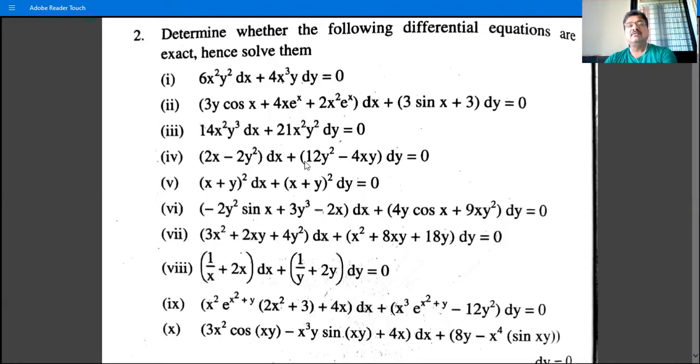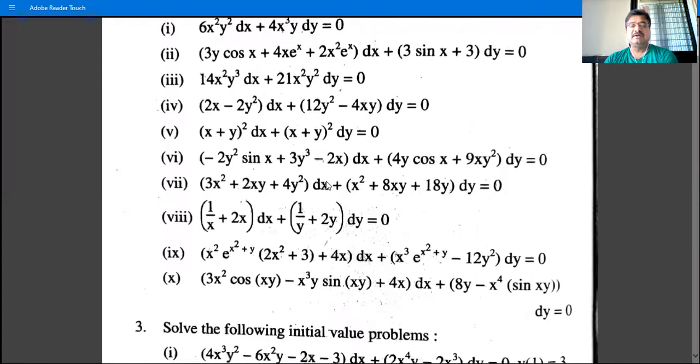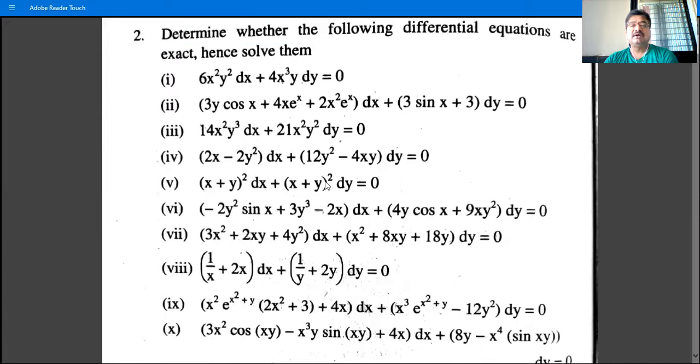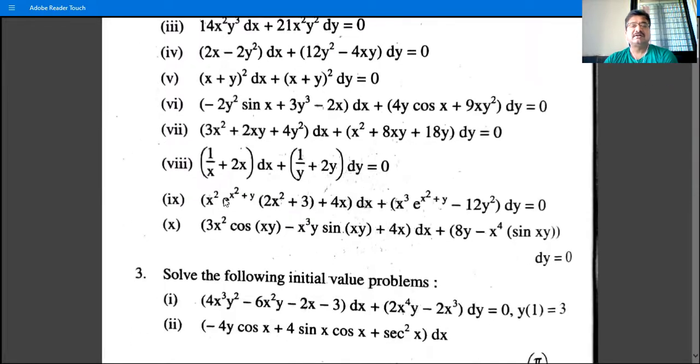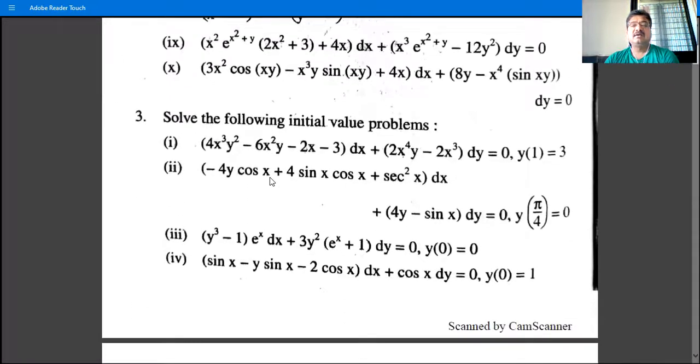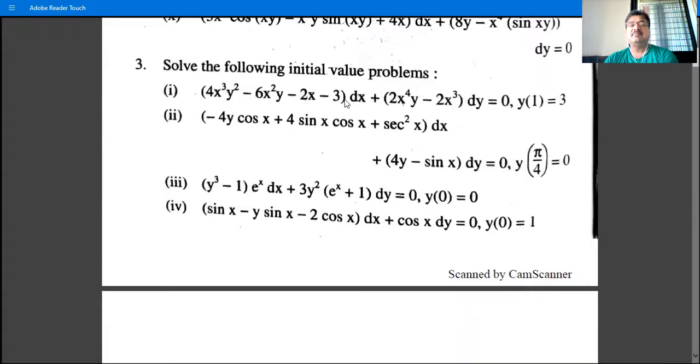And then how do we find the solution of an exact differential equation? Then we use the formula: integration of M dx plus integration of terms in N independent of x dy is equal to constant. So by using this formula, we can find the solution of the exact differential equation. So these are the 10 problems, and these problems are also on the exact differential equation.